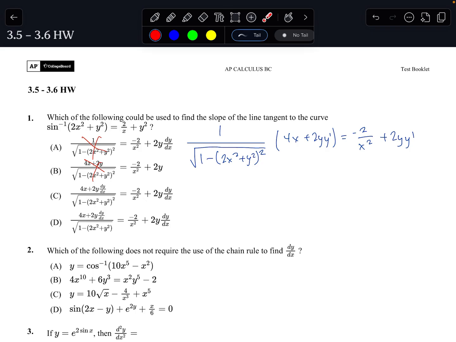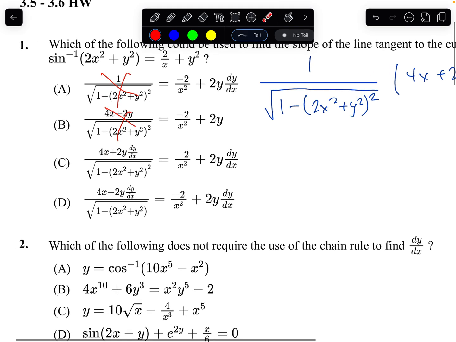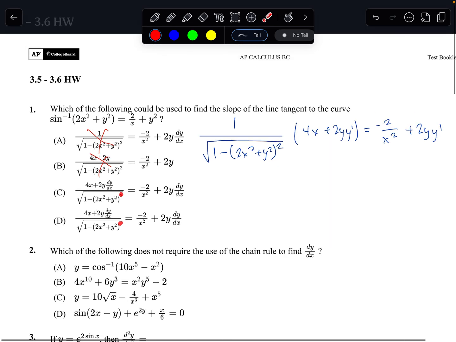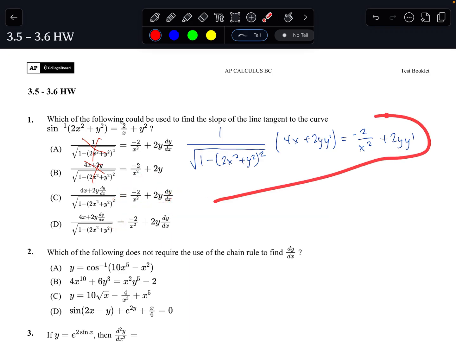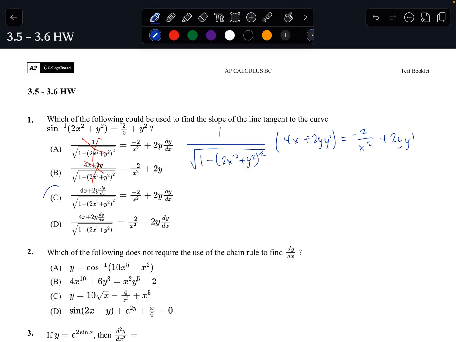4x plus 2y, okay. What is different about these two? I'm having a hard time seeing this. 4x plus 2y y prime plus 2y y prime. Oh, squared and not squared. Because I think we do have the same thing on this side right here, and then we have this over here. And so it's got to be C then. They didn't take the derivative correctly. This needs to be squared. So it's got to be C.